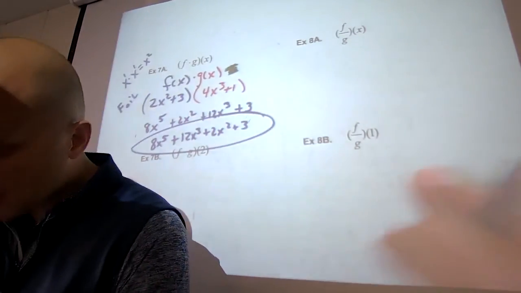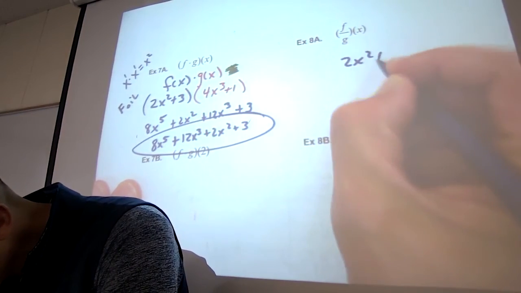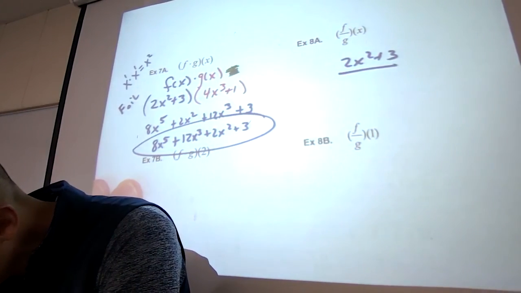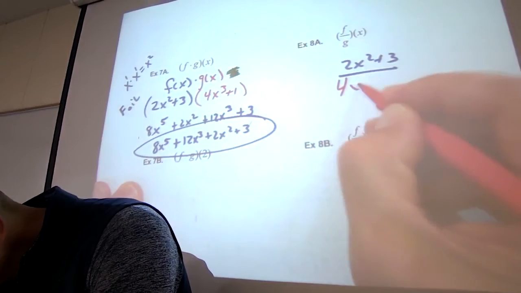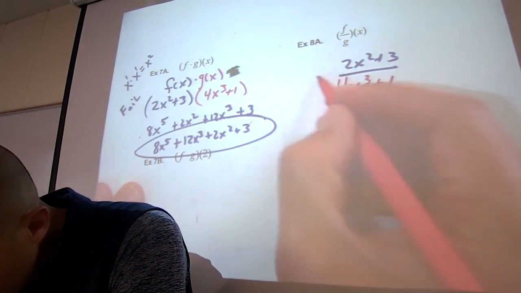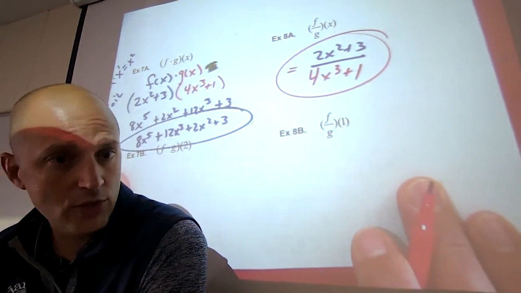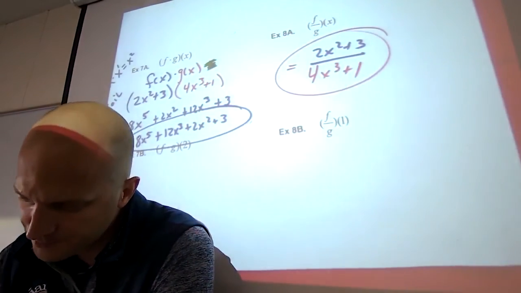It's about time to go, so last one I'm going to do lightning fast. F of x is 2x squared plus 3. G of x, 4x cubed plus 1. That's it. That's my function. That's f of x, that's g of x. Okay? The only issue you would have on this one is domain.